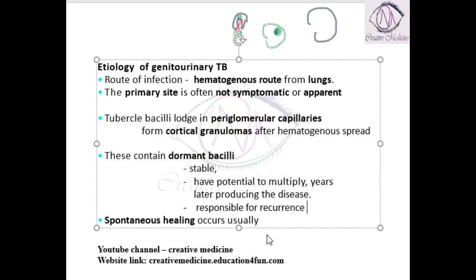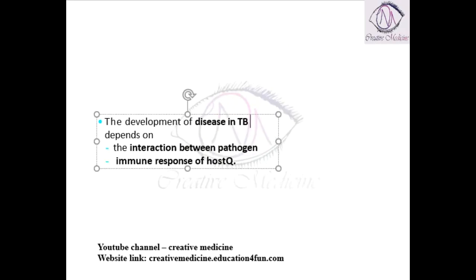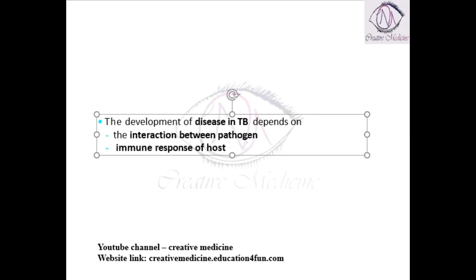Then spontaneous healing can also usually occur in these cases. The development of the disease in genital tuberculosis mainly depends upon two things: one, the interaction between the pathogen, and two, the immune response of the host. If the pathogen is strong and the immune response of the host is weak, then disease develops. If the immune response of the host is stronger than the parasite, then obviously the disease cannot develop.